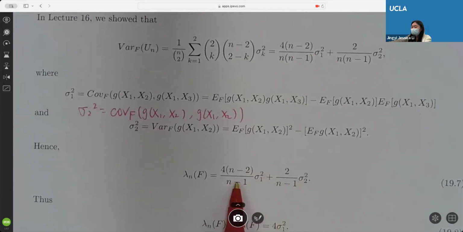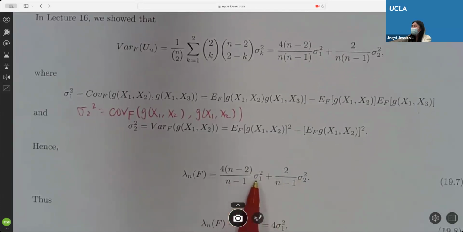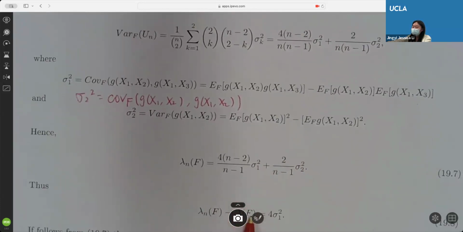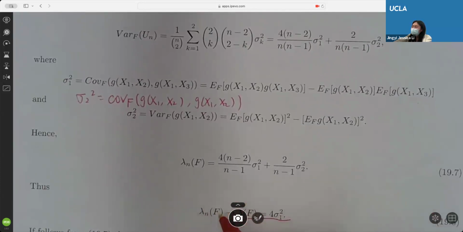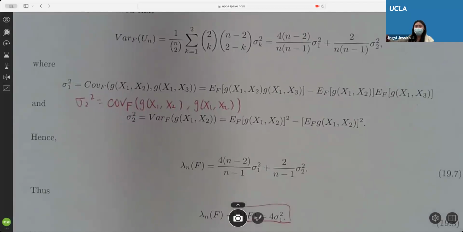So now you see for these two terms, as we know already, the first term dominates in order, because when you let n go to infinity, you are left with 4 times sigma 1 squared. The second term goes to 0, right? So this is our limit. That's why here we have shown that in this case, lambda_n(F), the performance measure, does have a limit which no longer depends on n.